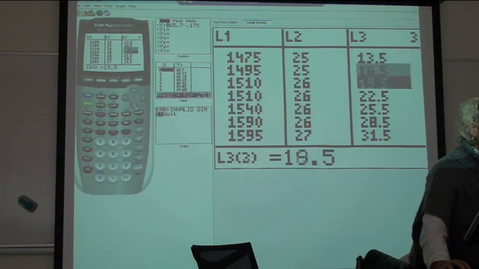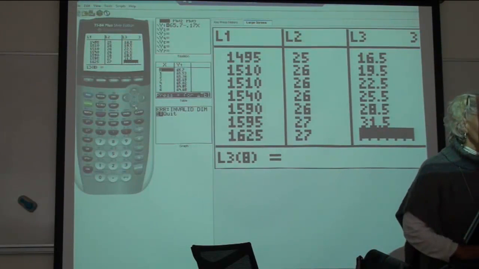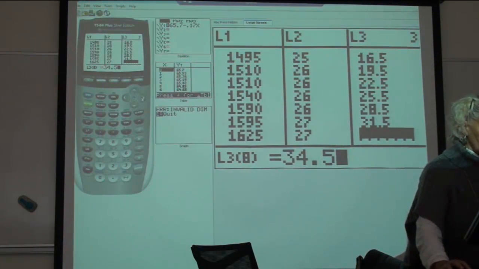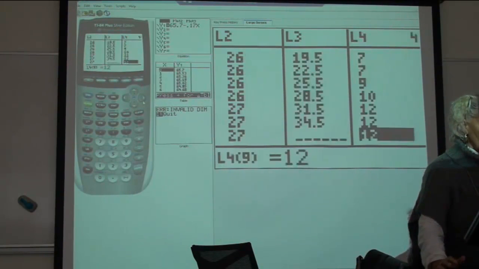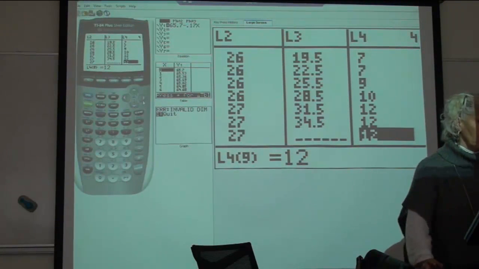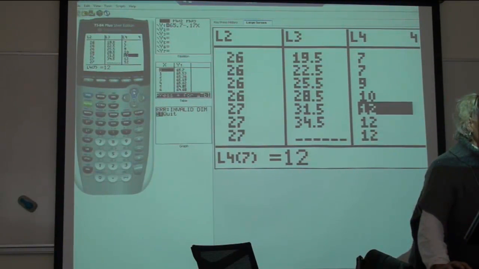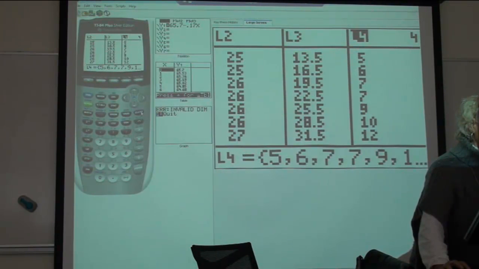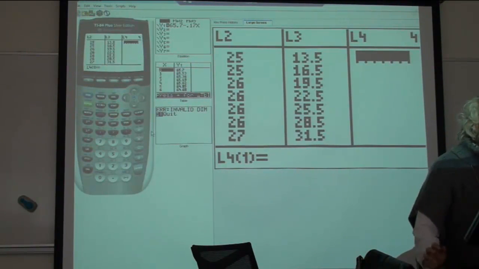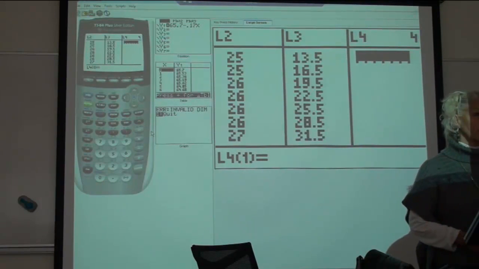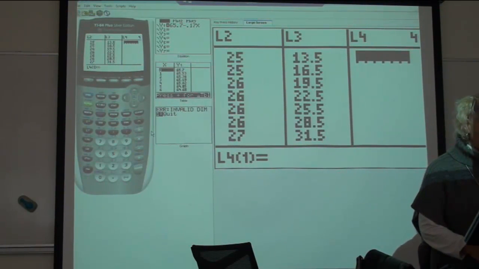So my last value here is going to be 34.5. Everybody okay with that? And in list 4, I'm going to write the frequencies. And how many cars did they sell for 13.5? None. Remember, I've added the beginning and end here.